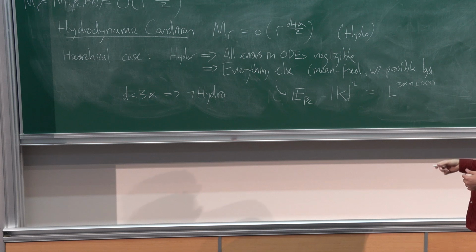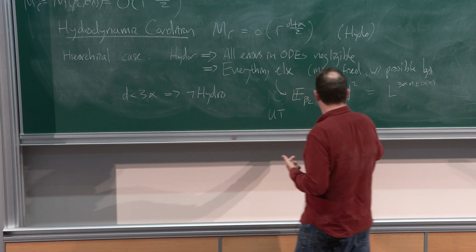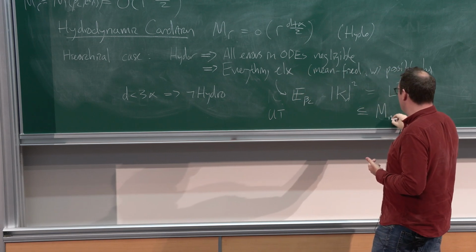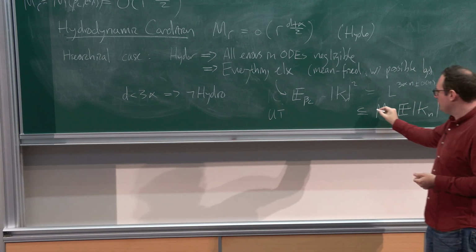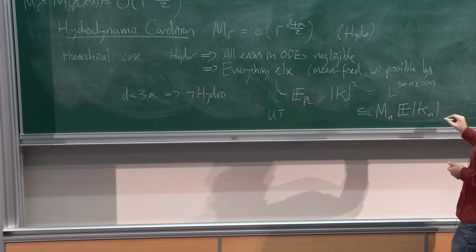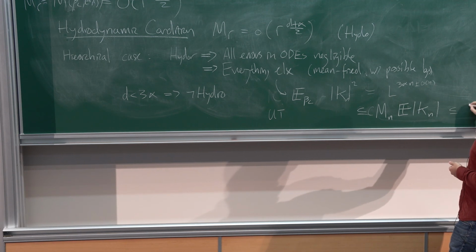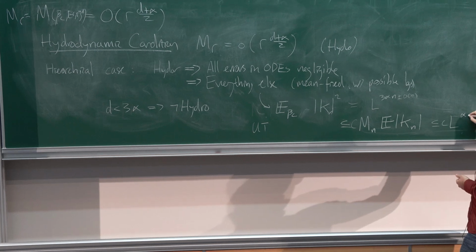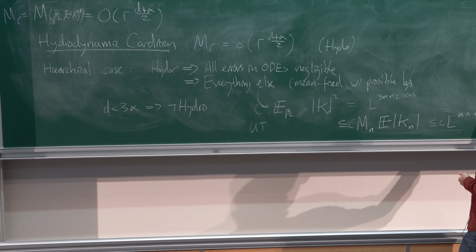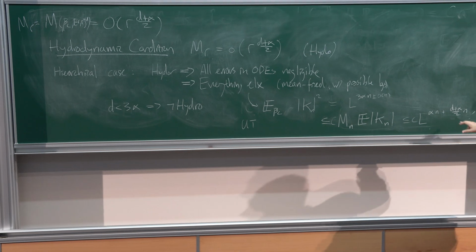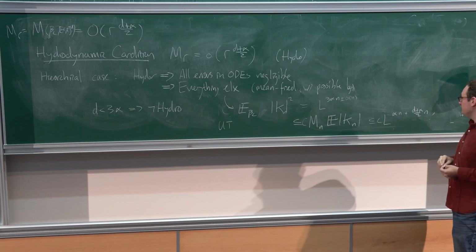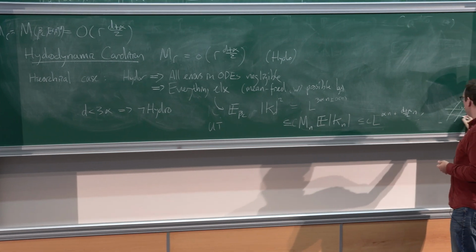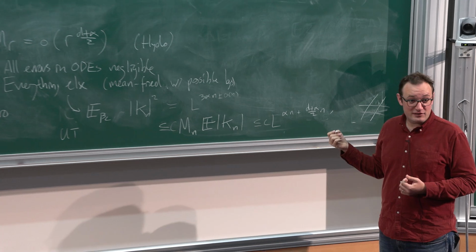Now, on the other hand, we can use the universal tightness theorem to give an upper bound on this, which is like mn times the first moment times a constant. Okay? And this is bounded by a constant times L to the alpha n plus d plus alpha over 2 n. Okay? And you see actually when d is strictly less than 3 alpha, these two estimates are contradictory. So what this says is that you cannot have this hydrodynamic condition in low dimensions.